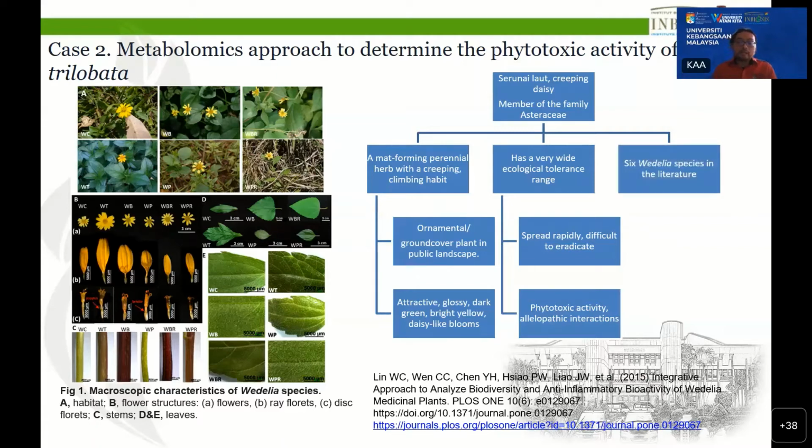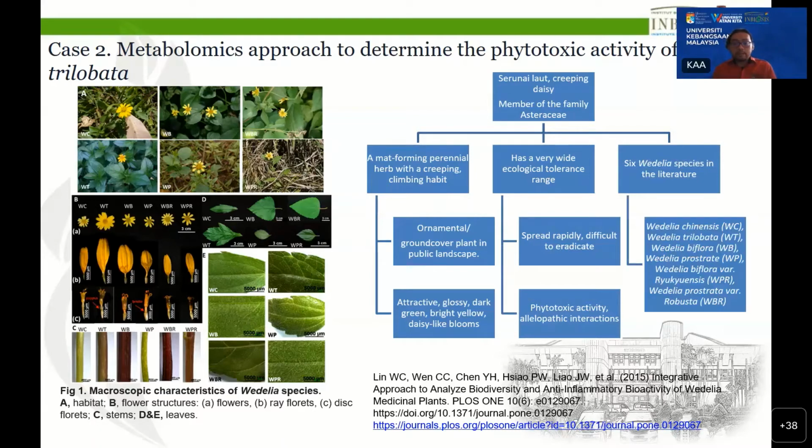There are actually 6 Wedelia species that have been reported in the literature, but the main Wedelia species that has been mostly reported is Wedelia chinensis, whereby this species has been used as a tea to be consumed. Also, there are a number of publications regarding Wedelia trilobata and Wedelia biflora. In this research, we are focusing on Wedelia trilobata as we found that it has better, more significant phytotoxicity activity compared to other species.